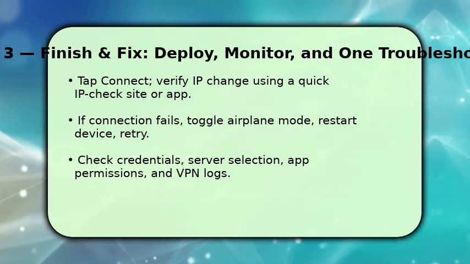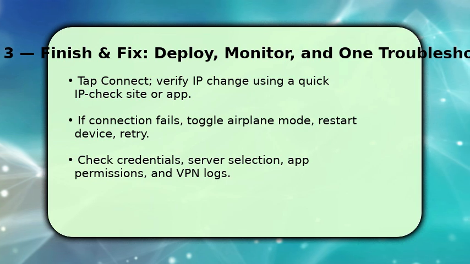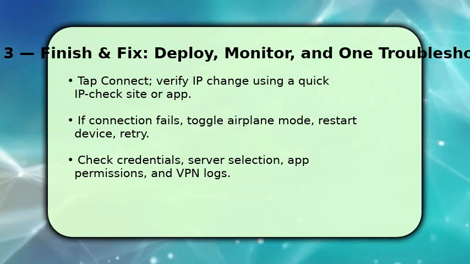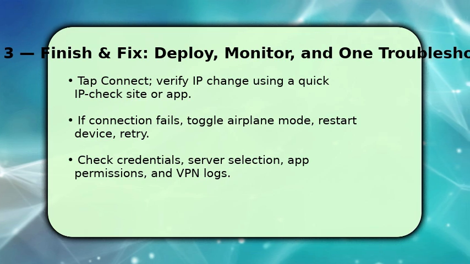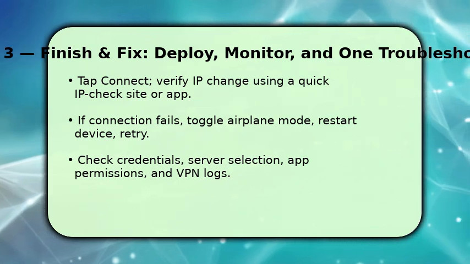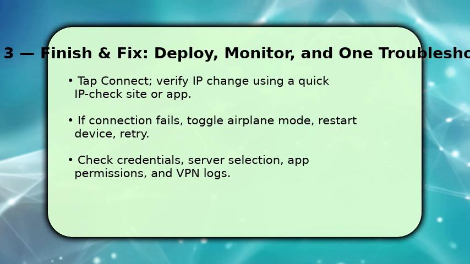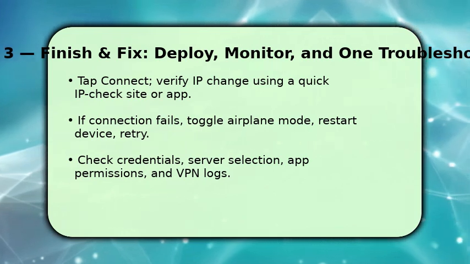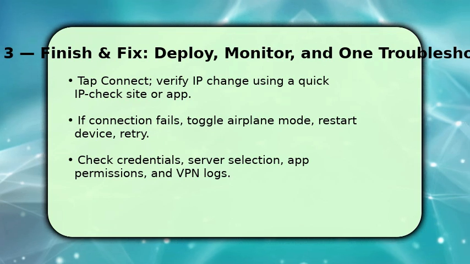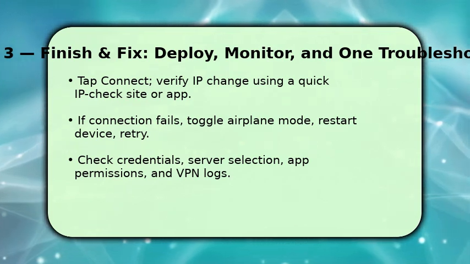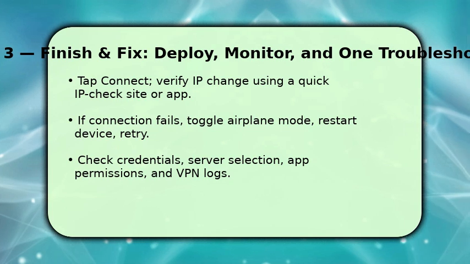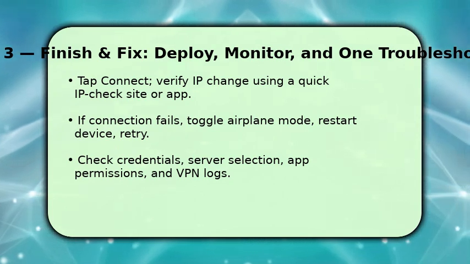If it fails, first toggle airplane mode or reboot your phone and try again. These simple steps clear network caches. If problems persist, recheck credentials, switch servers, confirm the chosen protocol, and review app permissions and VPN logs for errors. When needed, contact provider support with log snippets. That speeds resolution and gets you back online securely.